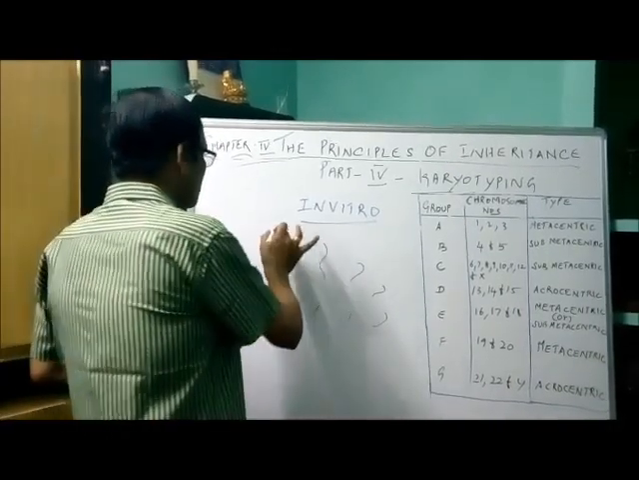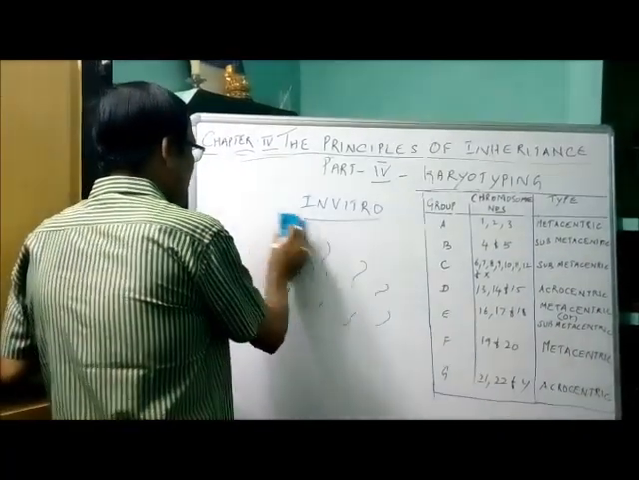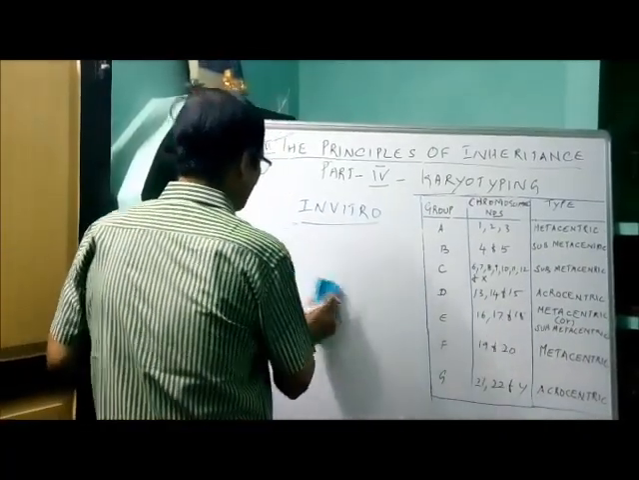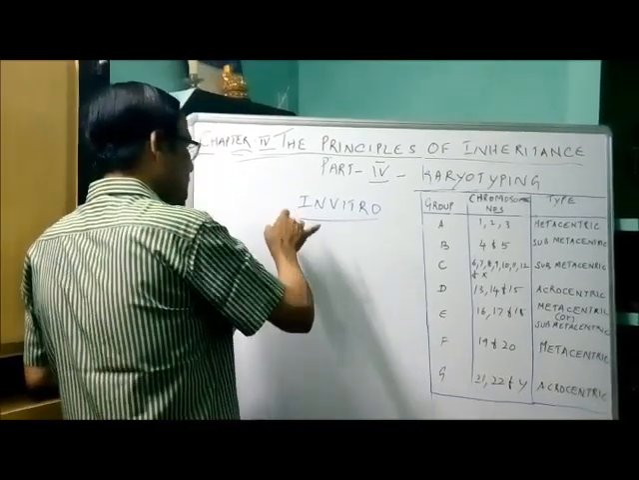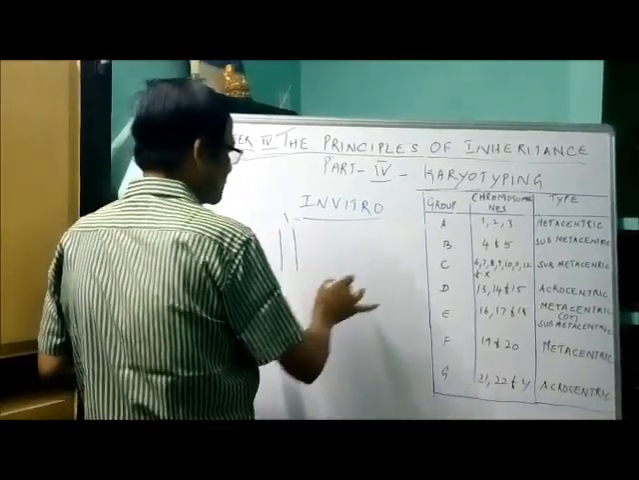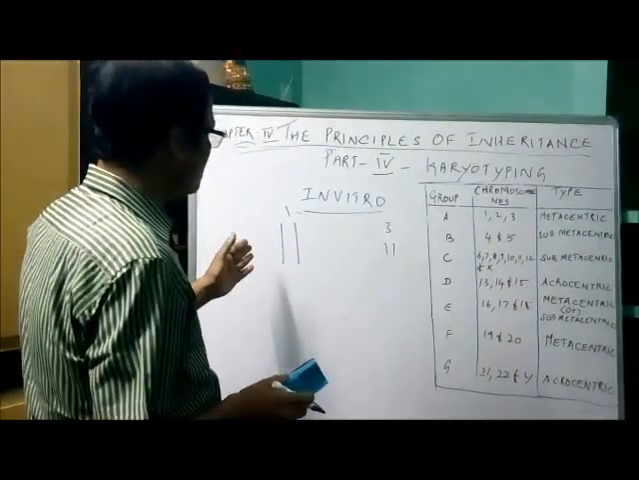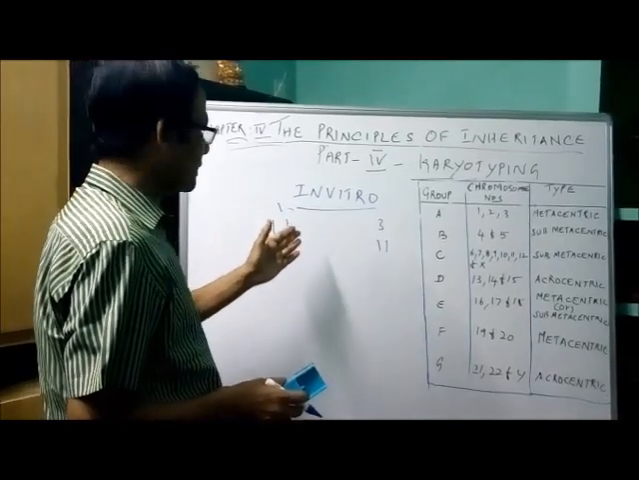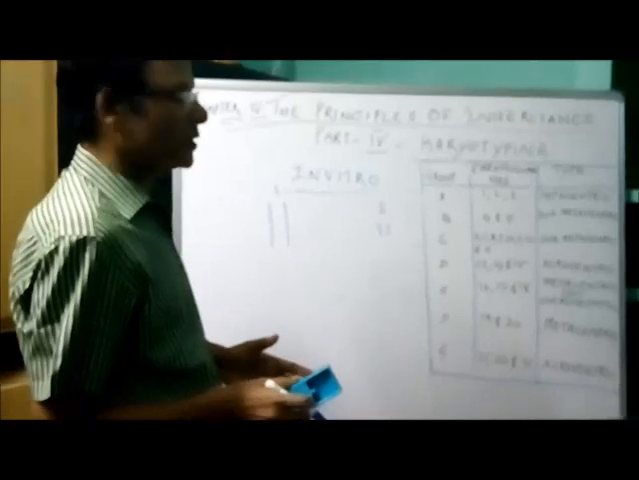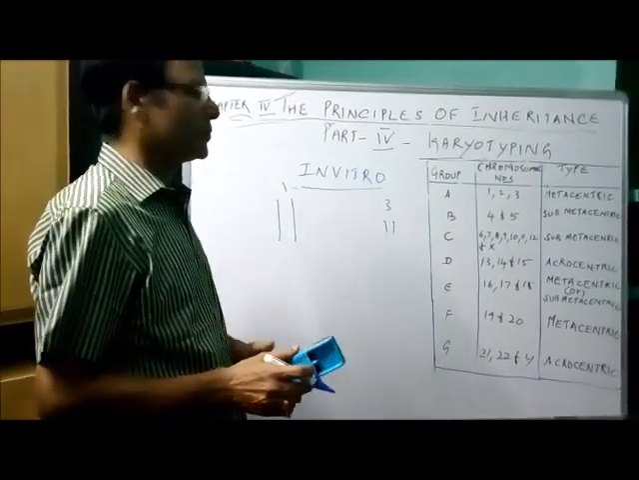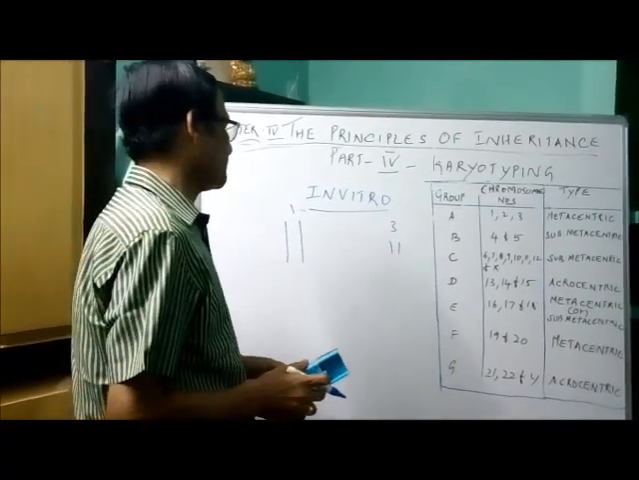Each and every chromosome is cut from the photograph and they are arranged in pairs like this. The homologous chromosomes are arranged in pairs. Suppose this is the first chromosome, maybe this is the third chromosome. So the similar chromosomes are cut out and arranged as homologous pairs. Then another photograph is taken that will represent the ideogram. This is the method normally adopted in making a karyotype.